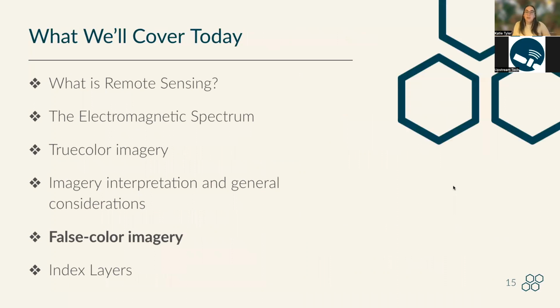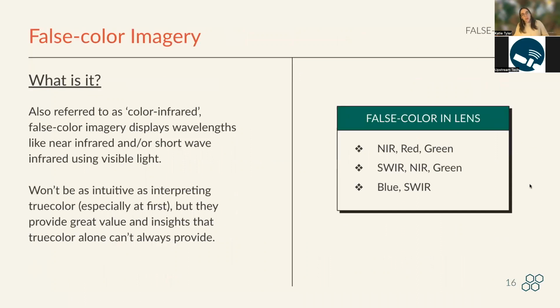So moving on to a couple other types of remote sensing data, next we're going to talk about false color imagery. So false color imagery, as opposed to true color imagery, where the bands are visualized in their respective colors, false color imagery, they are not. And that's because we are bringing in infrared bands. So this type of data is also often referred to as color infrared.